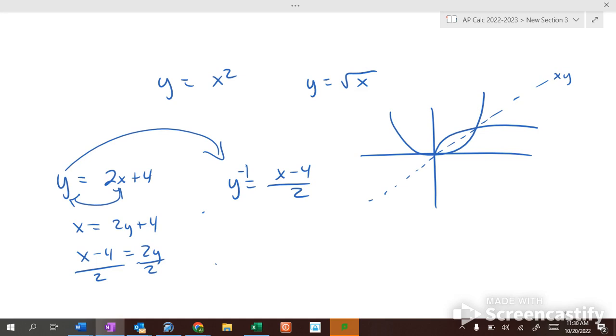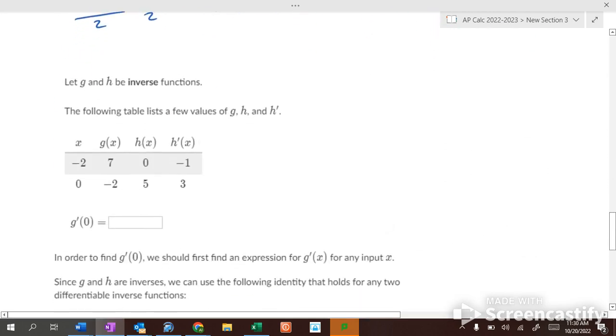So if we would stick a 3 in here, what's 2 times 3, plus 4? So this is the point at 3, you have the point 10. If we stick a 10 in here, what do you think we'll get? We should get (10, 3). The ordered pairs just flip around. Okay? That's important for this.